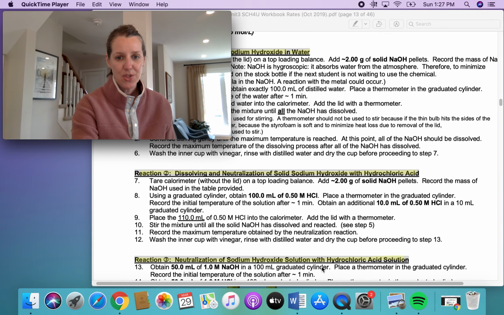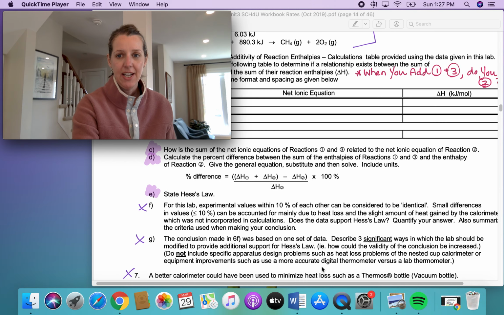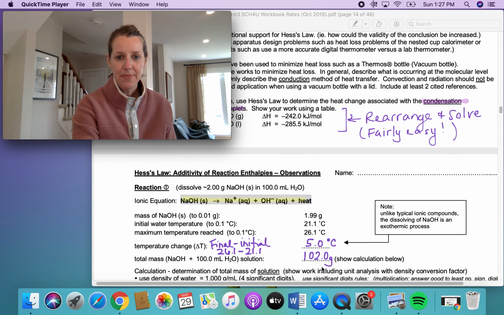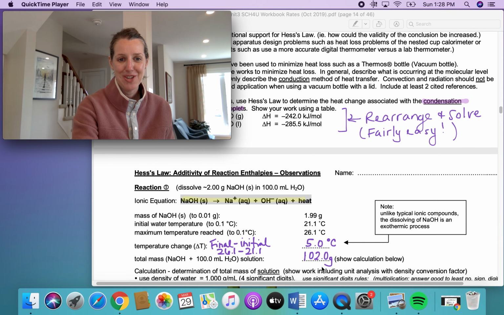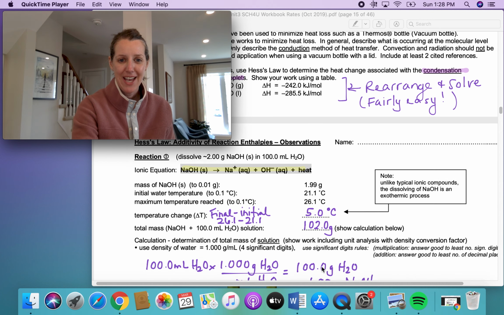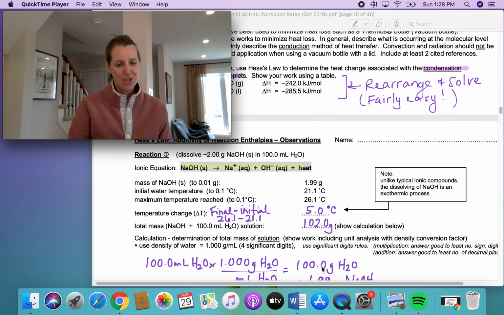So you can read through the instructions if you haven't already, and then I'm going to just scoot to the observations table. I did the first one for you, so you do reaction number 2 and reaction number 3, but I'll just talk you through it. So if we had 1.99 grams of sodium hydroxide, and then we have our initial temperature of the water and our final temperature of the water, you can see that the temperature went up. So clearly that's going to be an exothermic reaction because heat's going to be produced.